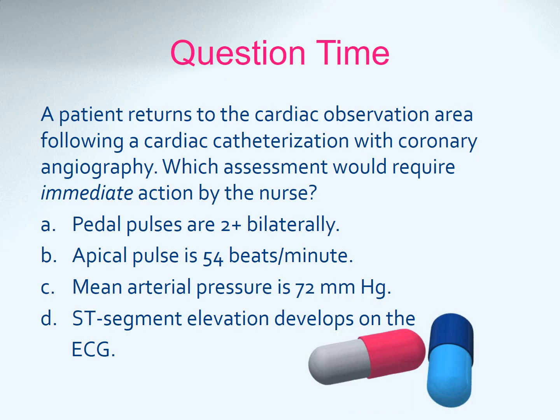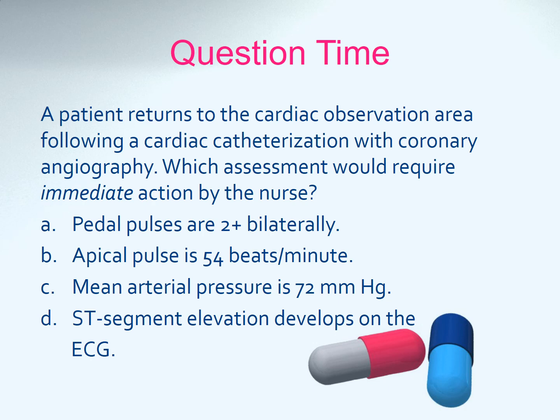A patient returns from the cardiac observation area following a cardiac catheterization with a coronary angiography. Which assessment would require immediate action by the nurse? Pedal pulses are 2+ bilaterally, apical pulse is 54 beats a minute, mean arterial pressure is 72, and ST segment elevation develops on the EKG.